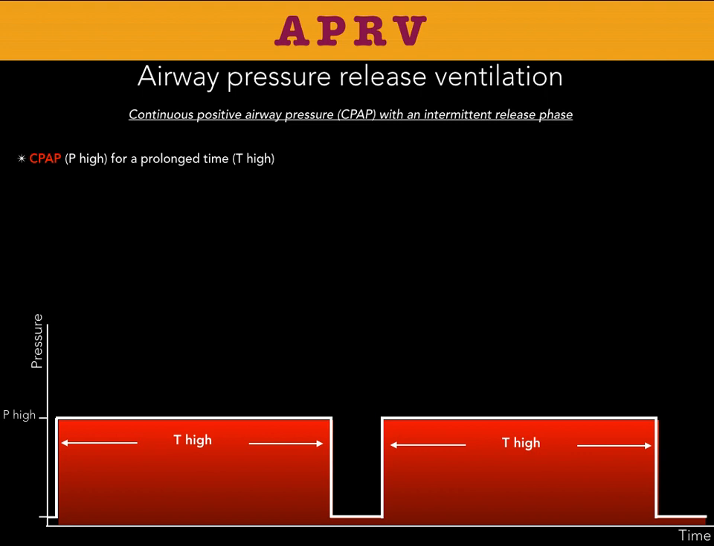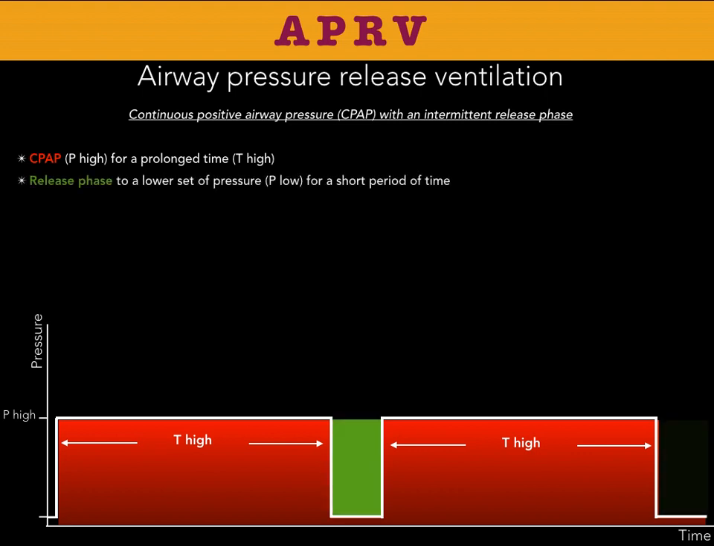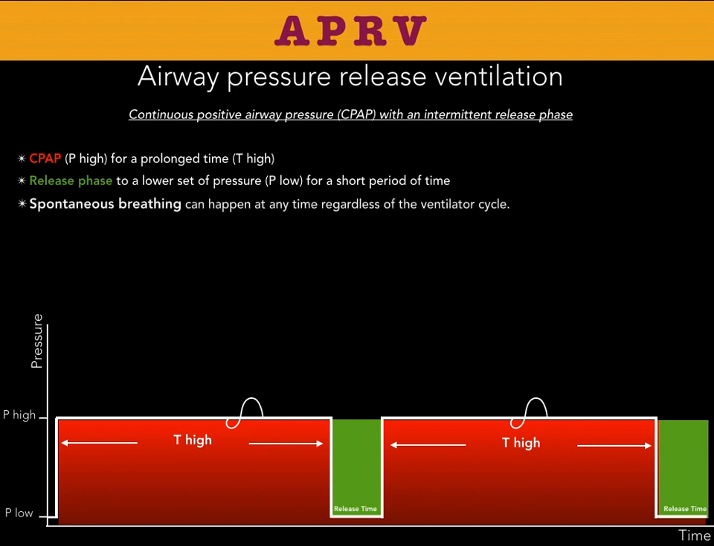There is a time-cycled release phase to a lower set of pressure for a short period of time, where most of ventilation and CO2 removal occurs. If the patient has a spontaneous respiratory effort, spontaneous breathing can happen at any time, regardless of the ventilator cycle. If the patient has no spontaneous respiratory effort, APRV becomes typical of inverse ratio pressure-limited ventilation.